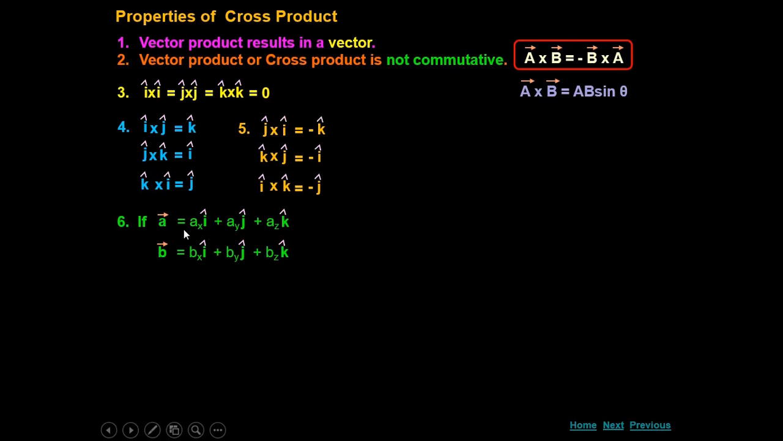And you can take two vectors, a vector equal to ax i cap plus ay j cap plus az k cap, b vector as bx i cap plus by j cap plus bz k cap. Then you can express these elements in the form of a determinant. Look here, how many elements are there? i, j, k, these are the common elements in both vectors. Both the a vector and the b vector have i, j, k. I will put these common elements in the first row, i j k.